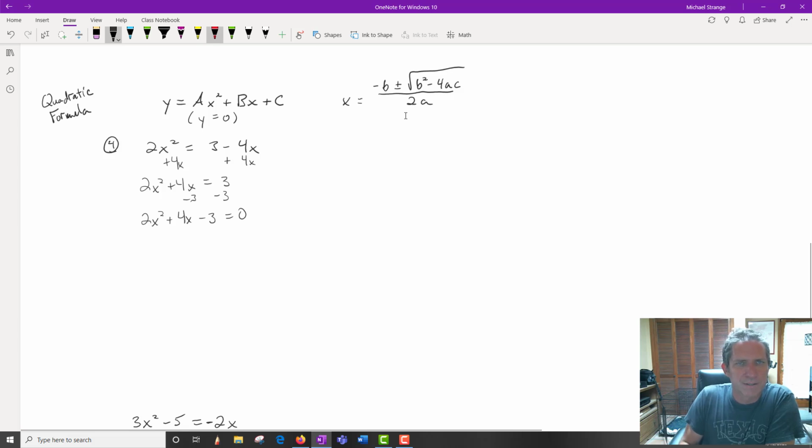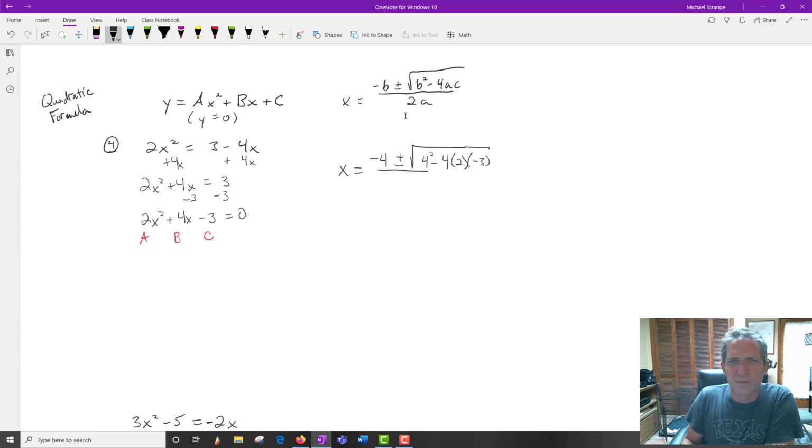So now I can see that I have my a, b, c. So this is a, this is b, this is c. Make sure when you're doing this, the negative goes with the number. And now we'll just apply it in the quadratic formula and solve. So using the quadratic formula, I get x is equal to negative b. b is 4, so we get negative 4 plus or minus the square root of b, which is 4 squared, minus 4 times a, which is 2, times c, negative 3.